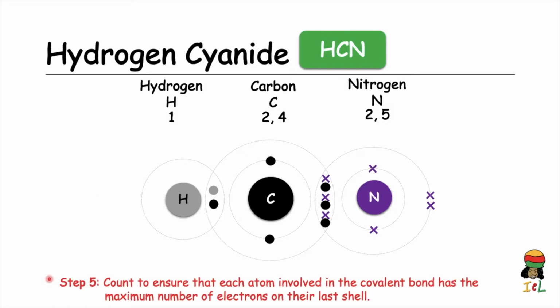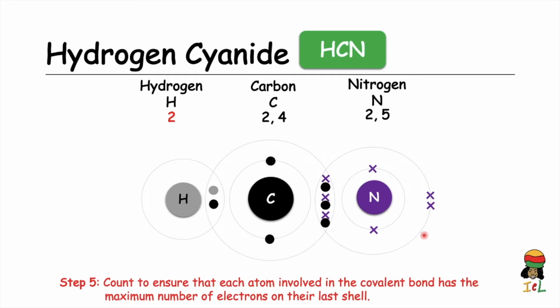However, it is always good to practice counting the number of valence electrons after bonding to ensure that the valence shell of all the atoms contain the maximum number of electrons. Starting with hydrogen, hydrogen has one shell which holds a maximum of 2 electrons, and as we can see, hydrogen now has 2 electrons, giving it a stable electron configuration of 2.